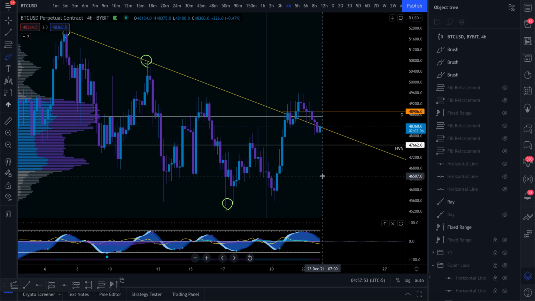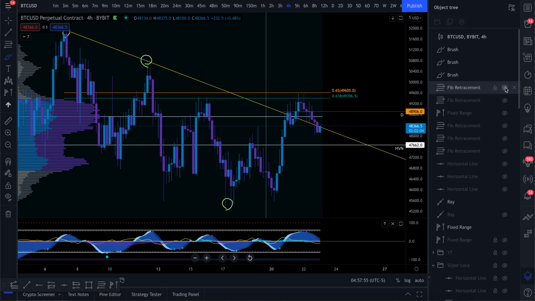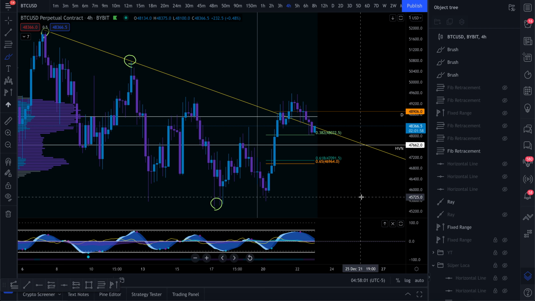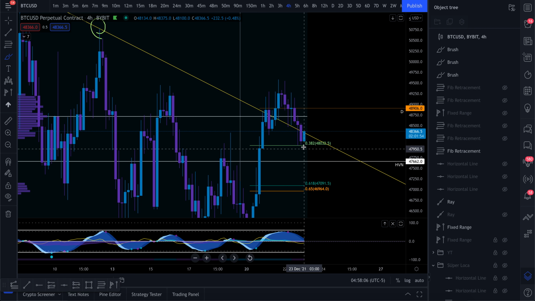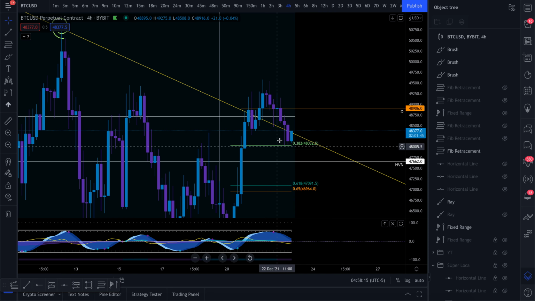But before we get there, there are a few areas of support that we need to be aware of. And the main areas of support are, number one, this 382 right here. Okay, this 382 right here, which we currently are getting a bounce off of. In fact, I'm currently long from this 382.